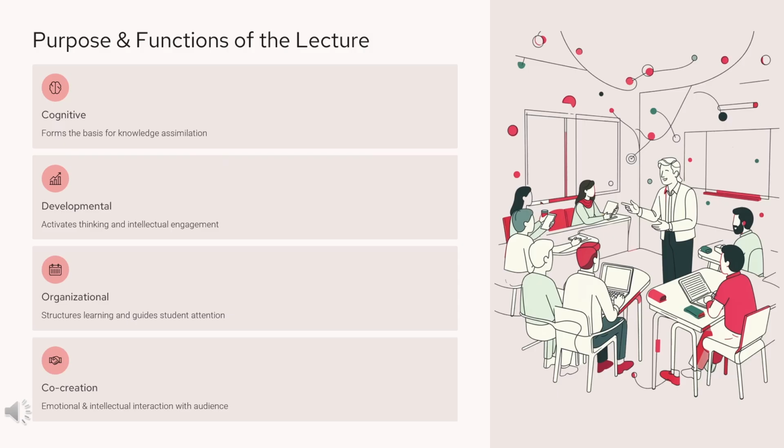This slide identifies 4 major functions of the lecture: cognitive, developmental, organizational, and co-creative. The cognitive function provides the basis for knowledge assimilation. The developmental function activates thinking and intellectual engagement. The organizational function structures learning and directs student attention. The co-creative function refers to the emotional and intellectual interaction between lecturer and audience. Taken together, these functions show that the lecture is far more than a channel of information. It is also a means of structuring attention, stimulating thought, and creating an atmosphere of shared intellectual work.